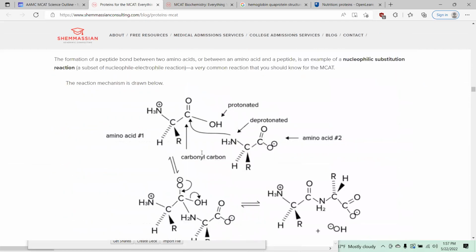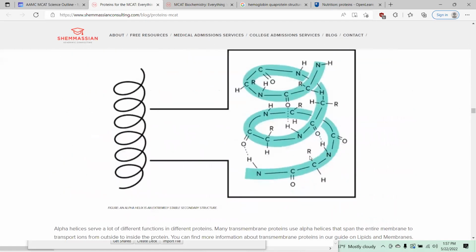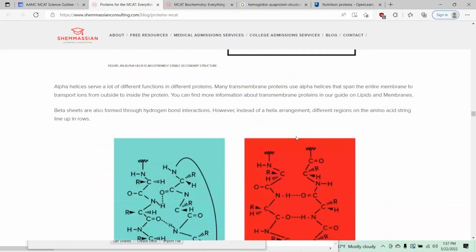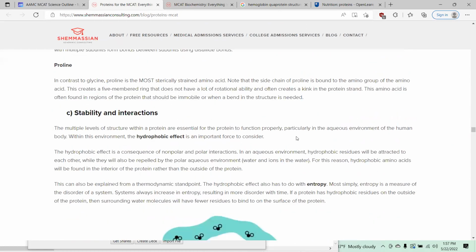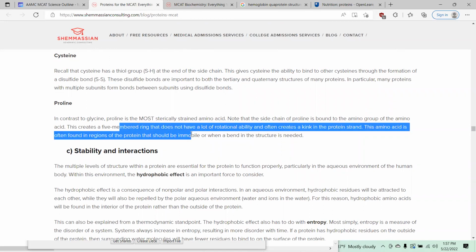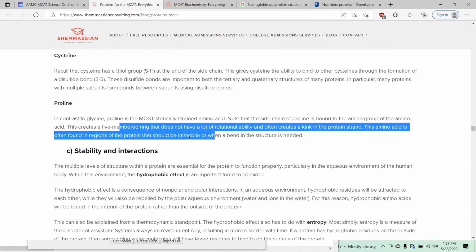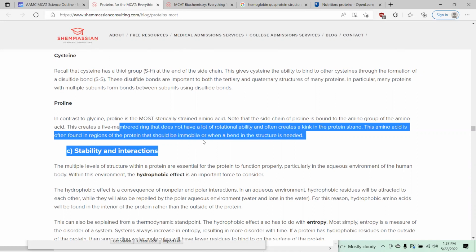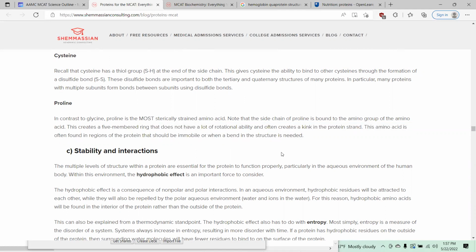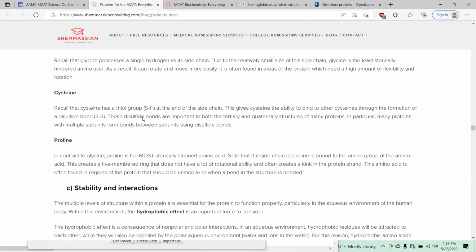And where do we want that rigidity? We see that rigidity on certain turns of the alpha helix. Five-member ring that does not have a lot of rotational ability often creates a kink in the protein strand. Found in the regions a protein should be immobile or when a bend in the structure is needed. It's like a hard turn in the chain. So those are some unique amino acids.